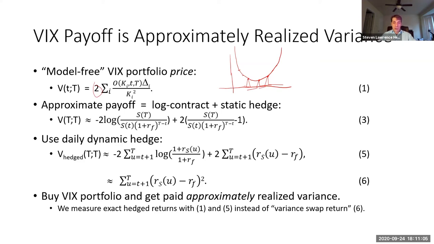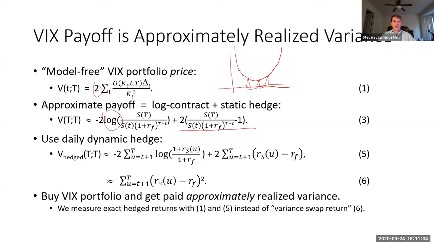but I want to use a dynamic hedge. So how would we hedge this option portfolio? Well, I want to point out that the payoff on this has a logarithmic term, which is nonlinear, and then it has a linear term. A linear term is easy to hedge with stock. The nice thing about the VIX portfolio is it has a static option term plus a dynamic stock component.